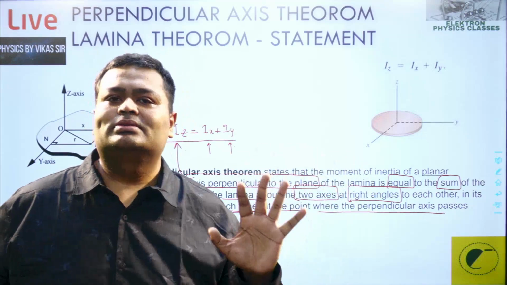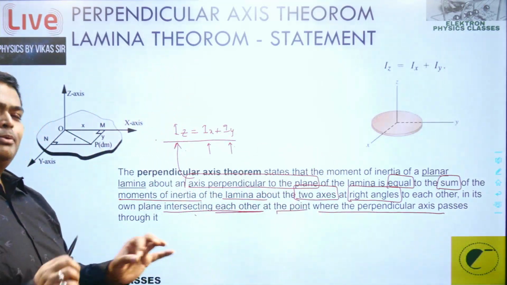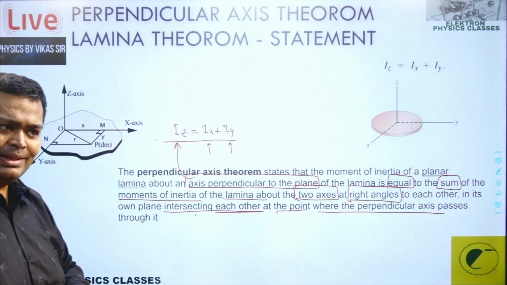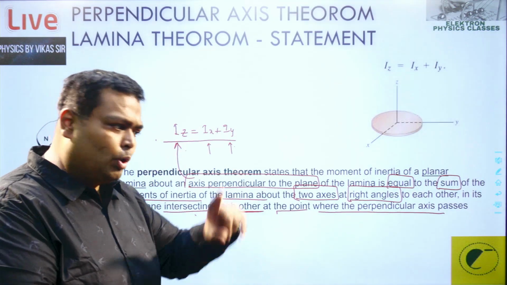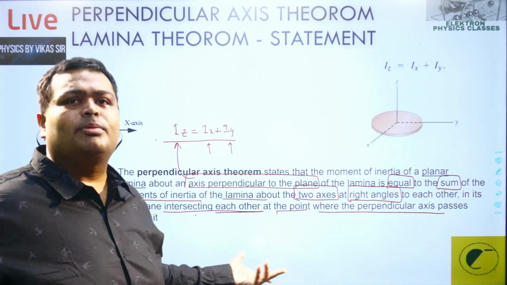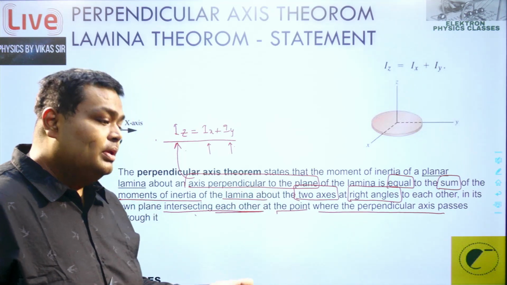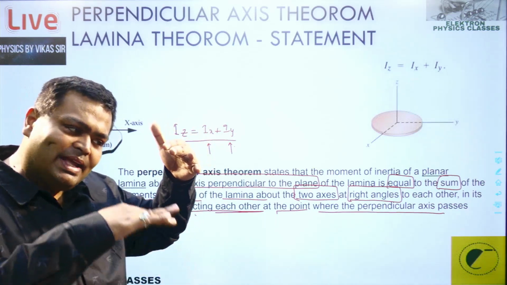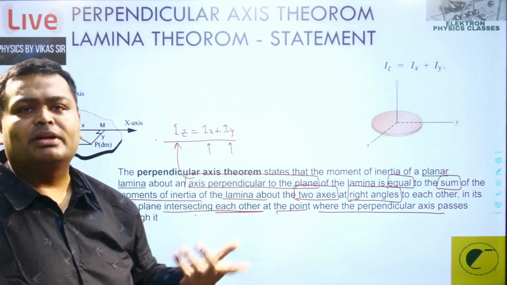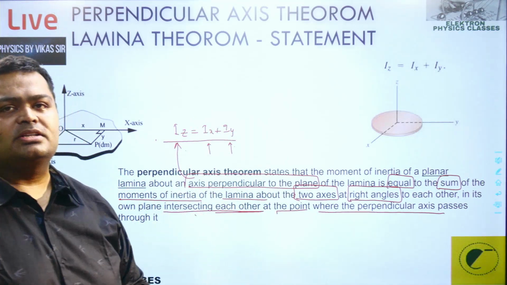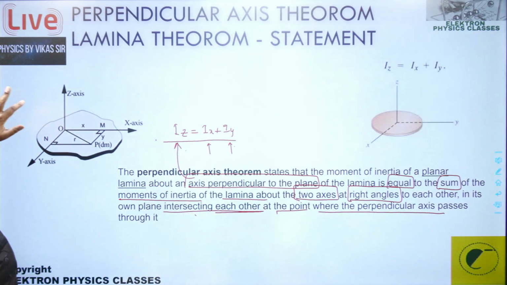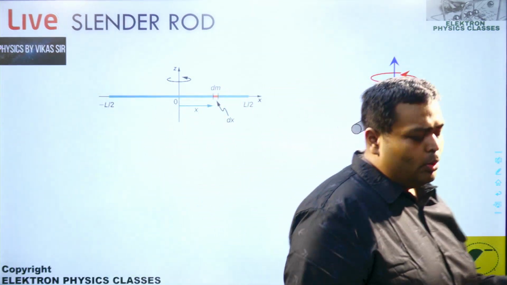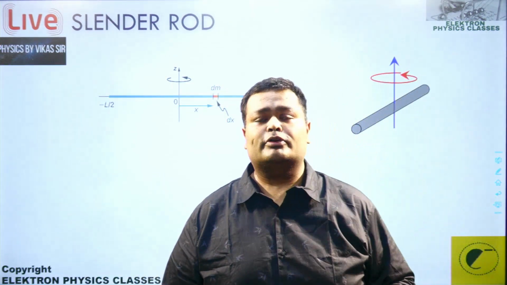In simple words, this is a long definition, but you put it forward in very simple words. All the three are mutually perpendicular, two of them lie in the same plane, and all the three are intersecting. So the axis which is perpendicular to the other two axes lying in the plane will have a higher moment of inertia, and that is Iz equal to Ix plus Iy. Simple. So let's take the journey forward and calculate one derivation for today, and we will continue tomorrow.